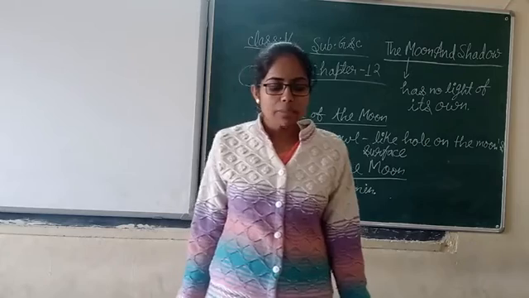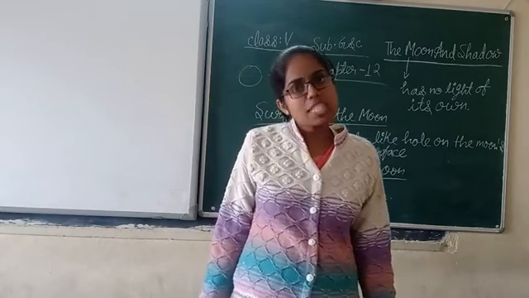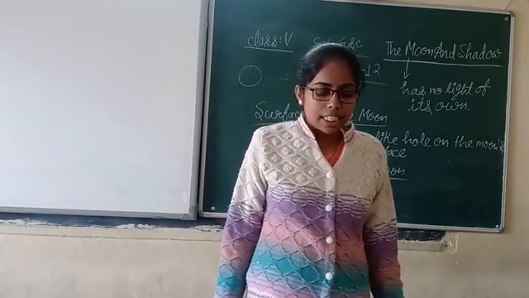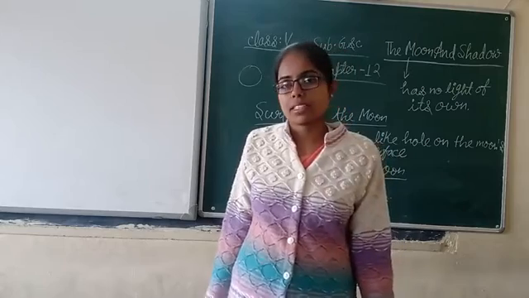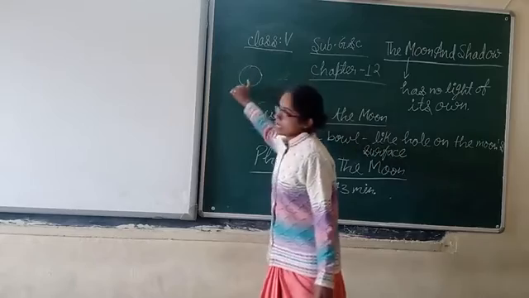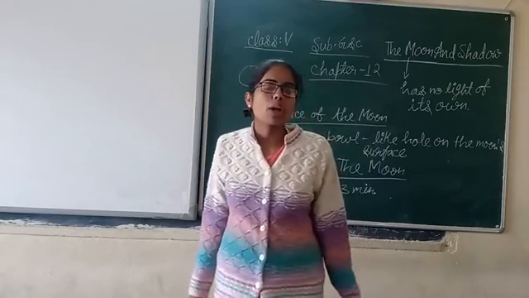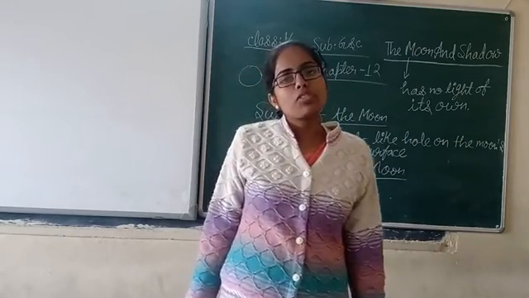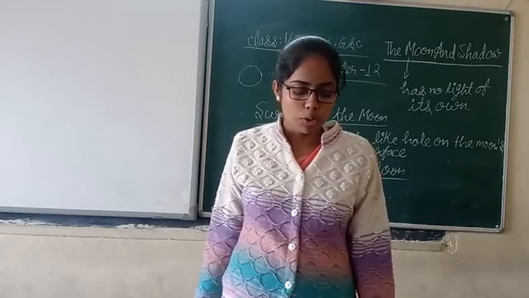When the sun and the moon are on opposite sides of the earth, the moon appears as a whole disk, meaning complete. It will appear as complete. That is called the full moon. What is it called? Full moon.